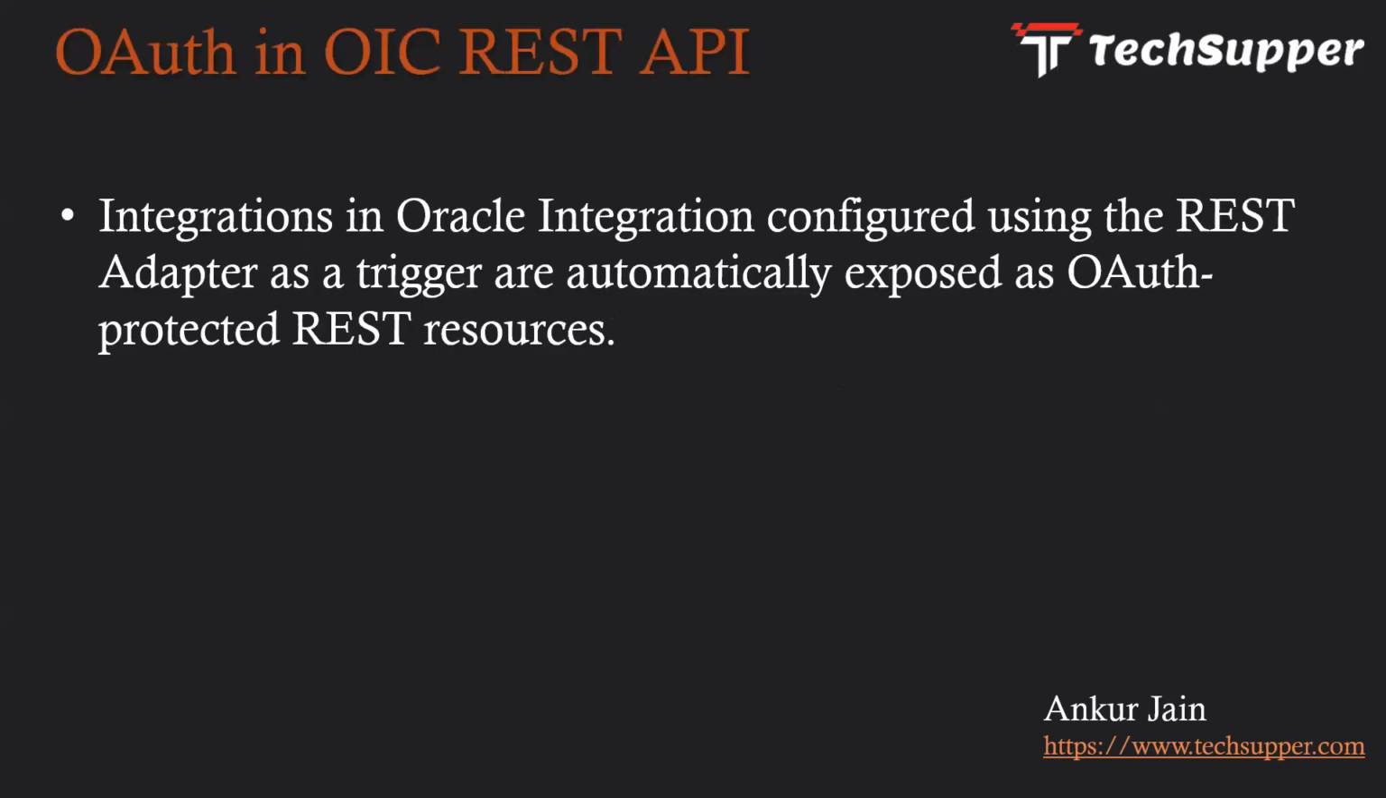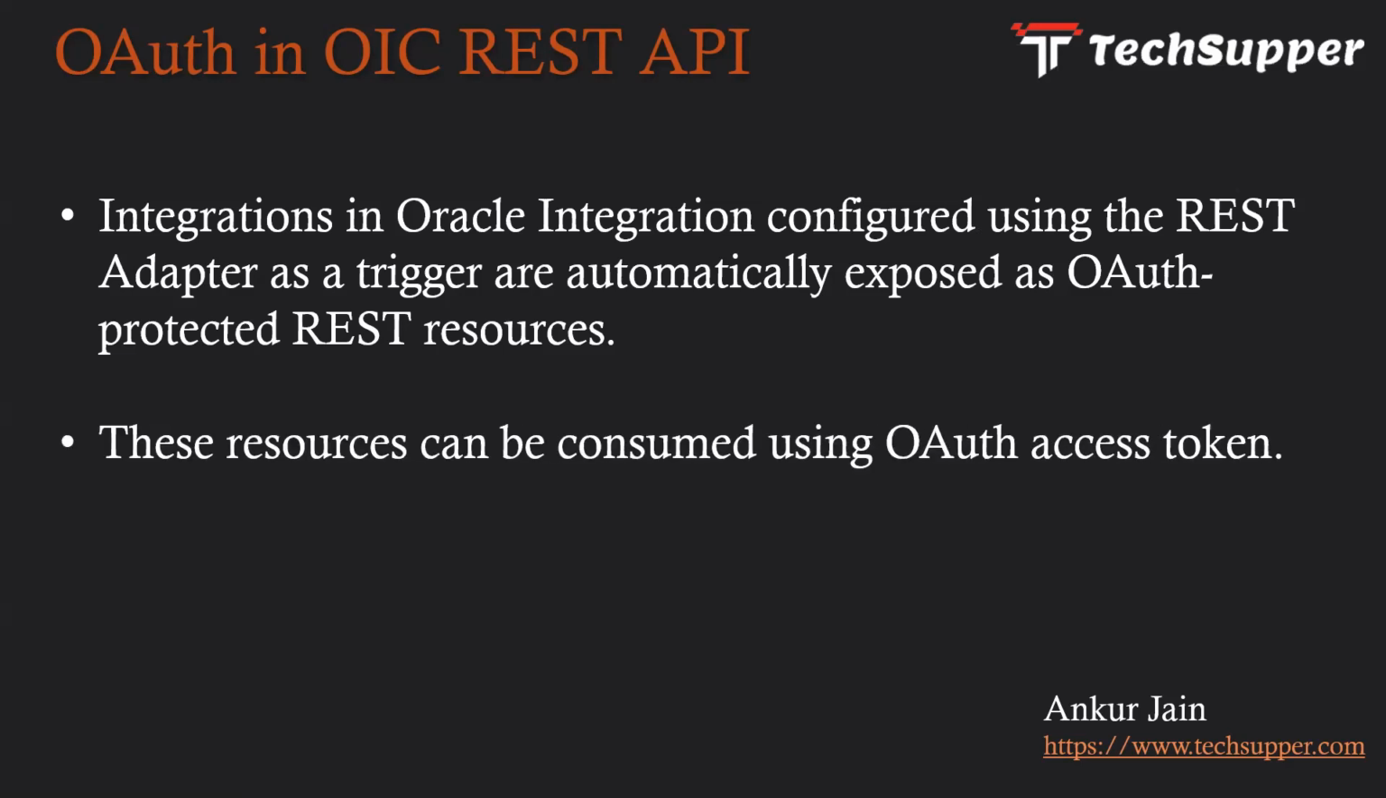Let's see OAuth in OIC REST API. Integrations in Oracle Integration configured using the REST API adapter as a trigger are automatically exposed as OAuth protected REST resources, which means when you create an integration and use the REST adapter as a trigger, then a REST endpoint will be there when you activate the integration. These endpoints are automatically protected via OAuth. These resources can be consumed using the OAuth access token, which is a dynamic token which can be used to access those protected REST endpoints.